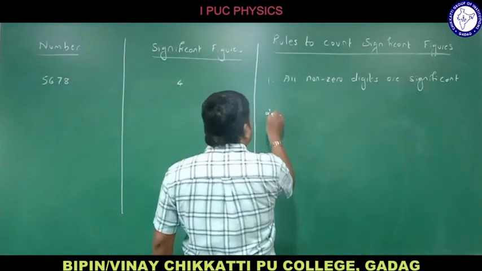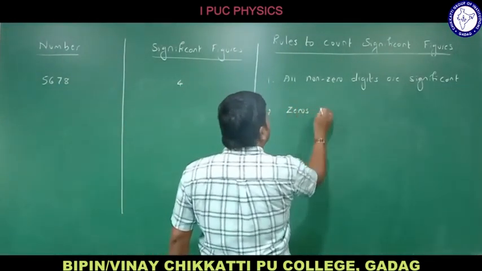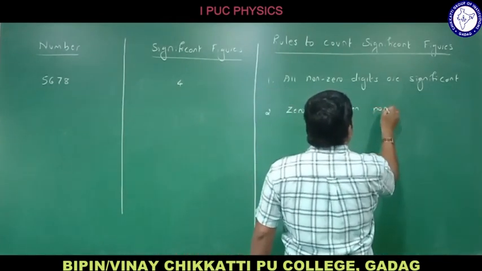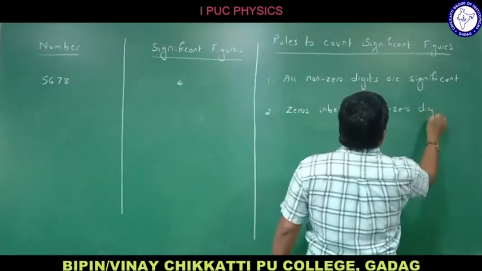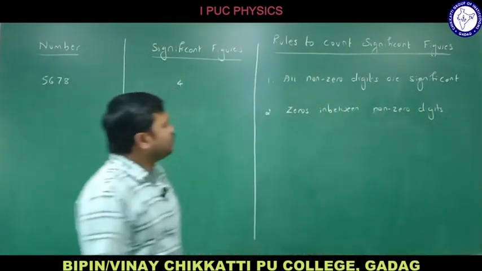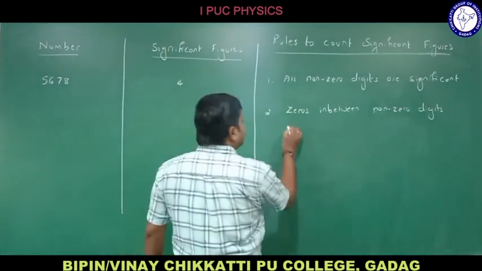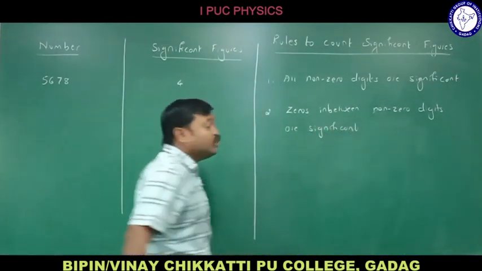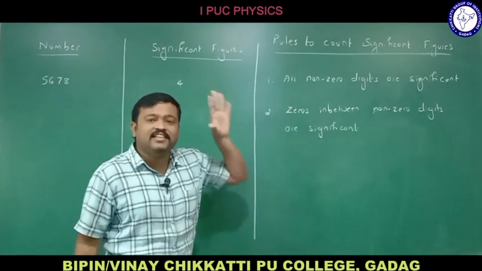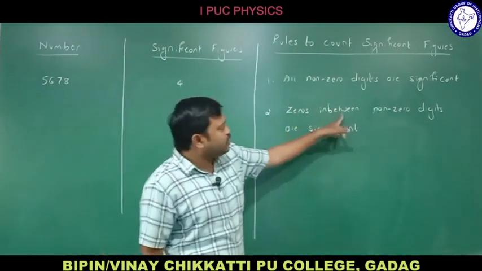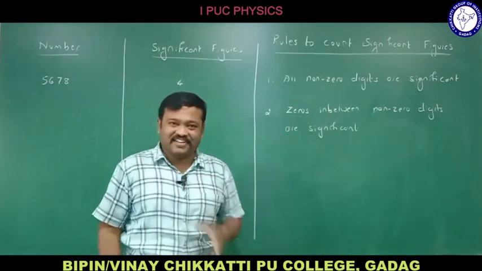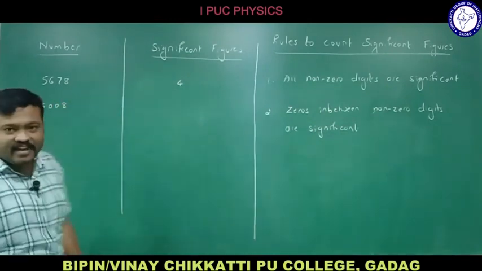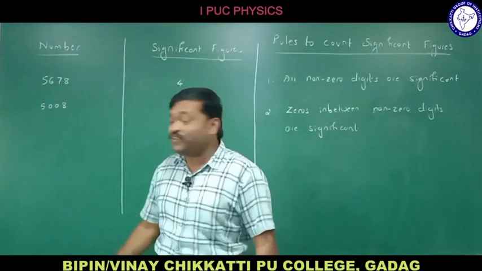The second one is zeros in between non-zero digits. Zeros in between non-zero digits are significant. So do remember, zeros will be significant if they are in between. For example, if it is like this, 5008, 5 and 8, of course, they are significant. Now we have zeros.